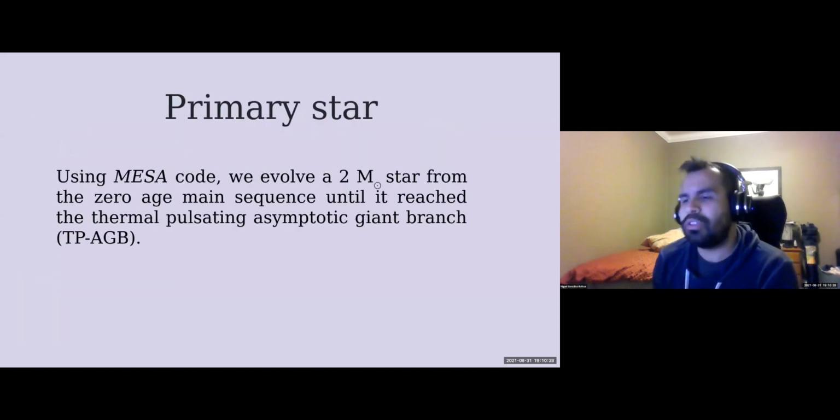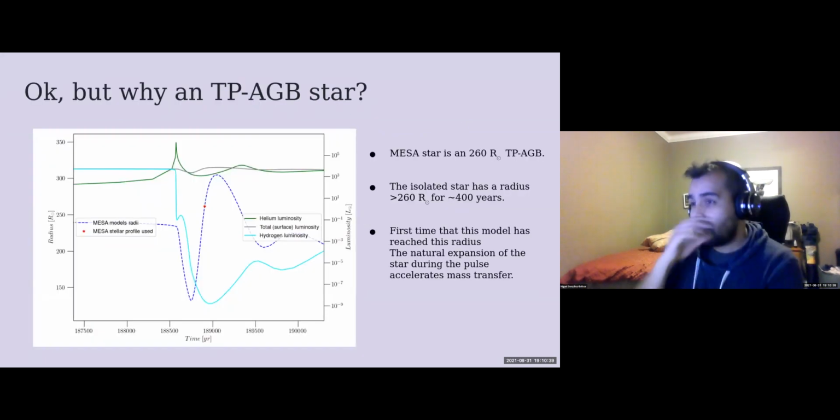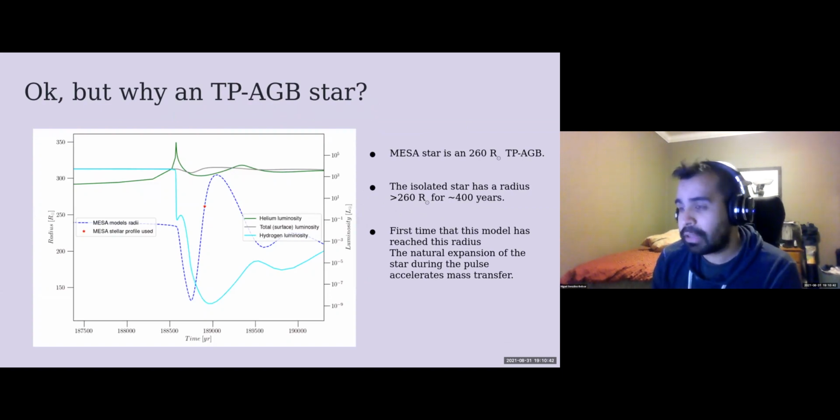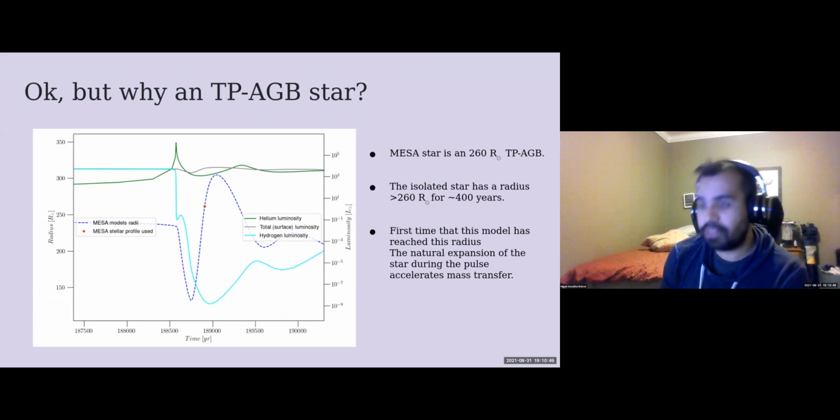Okay, so for this one, we use the MESA code, and we evolve starting from the zero-age main sequence with 2 solar masses up until the thermally pulsating asymptotic giant branch. So just a little bit of background about this. The asymptotic giant branch is characterized by sudden radial expansions of the surface as a product of the helium flashes that happen in the inner layers. These radial expansions typically last a few centuries. So it's really interesting because for this mass regime, it is the first time that the star reaches considerably larger values compared to the RGB phase.